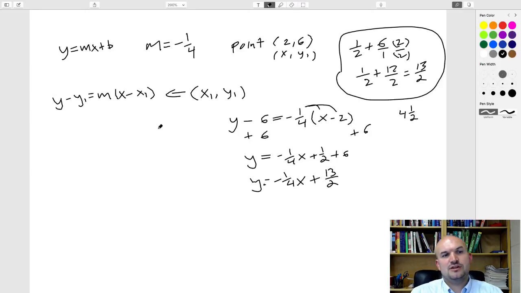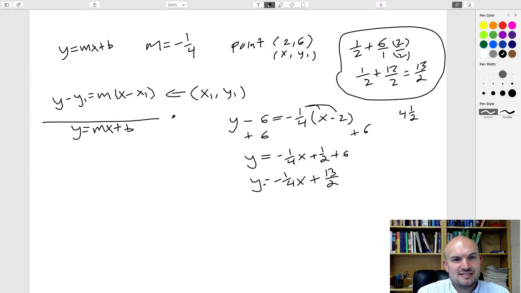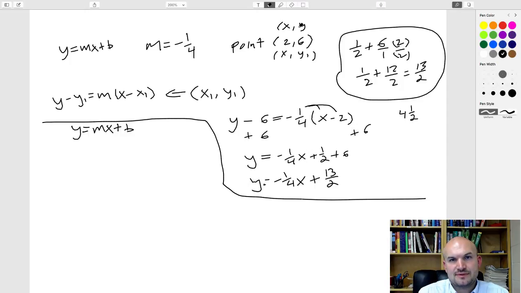Now let's do this the other way: y equals mx plus b. The process is the same, but now rather than treating our point as x1, y1, we're going to treat our point just as x and y. And we're going to use the same m. So y is now equal to 6. So we can say 6 is equal to negative 1 over 4 x and then plus b.